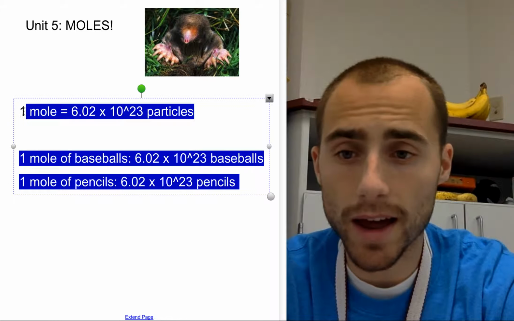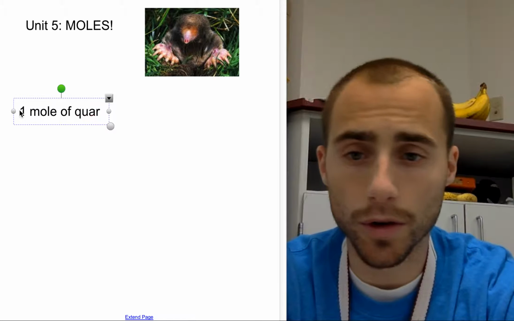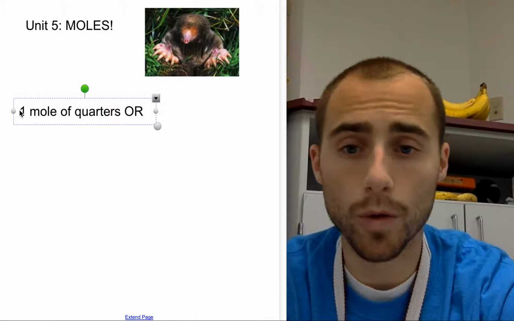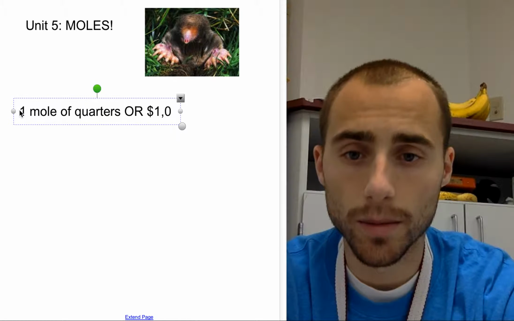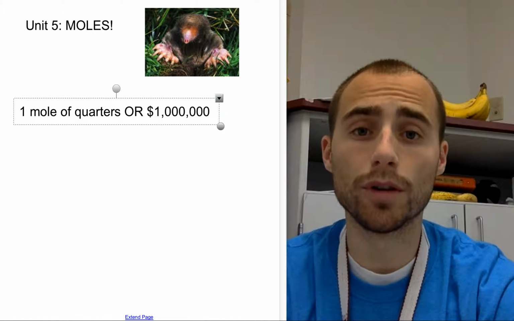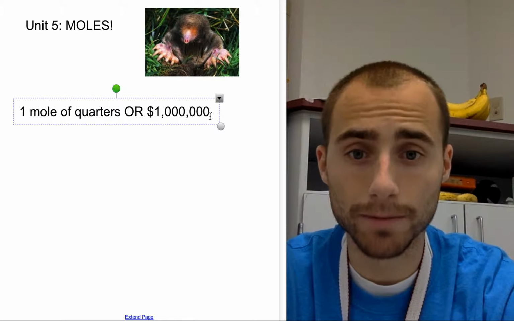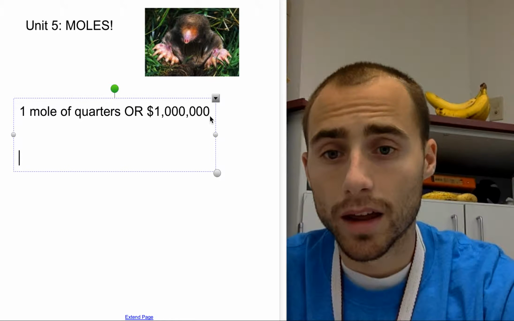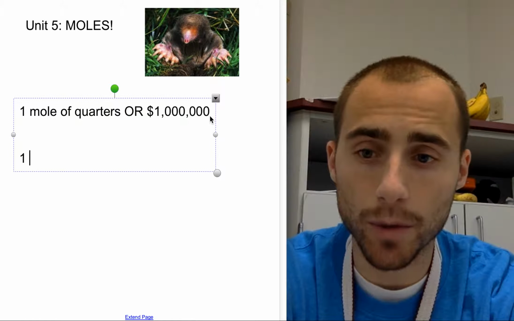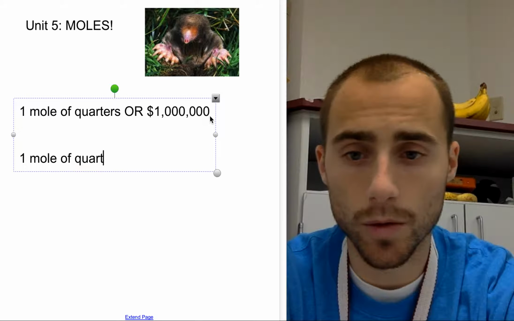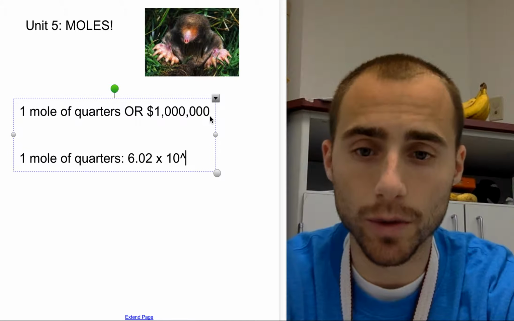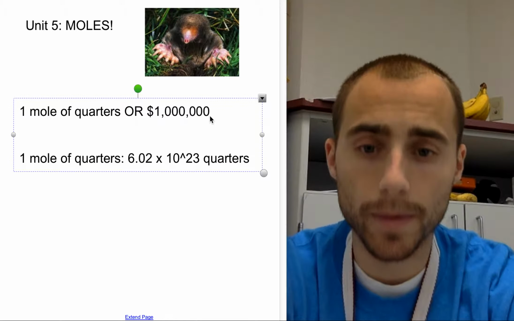So if I had 1 mole of quarters, if somebody offered you 1 mole of quarters, would you rather have 1 mole of quarters or 1 billion dollars? Make the choice right now. Would you rather have 1 mole of quarters or $1 billion? Okay, let's see which one will give you more money. See if you made the right choice. If I had 1 mole of quarters, that means I have 6.02 times 10 to the 23rd quarters, right?